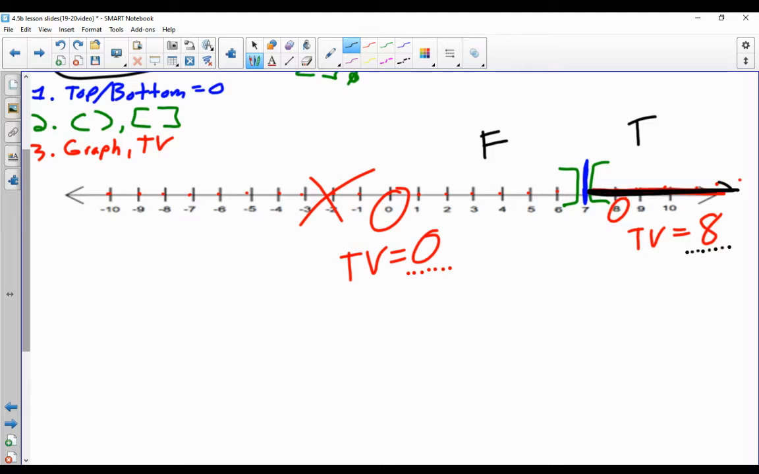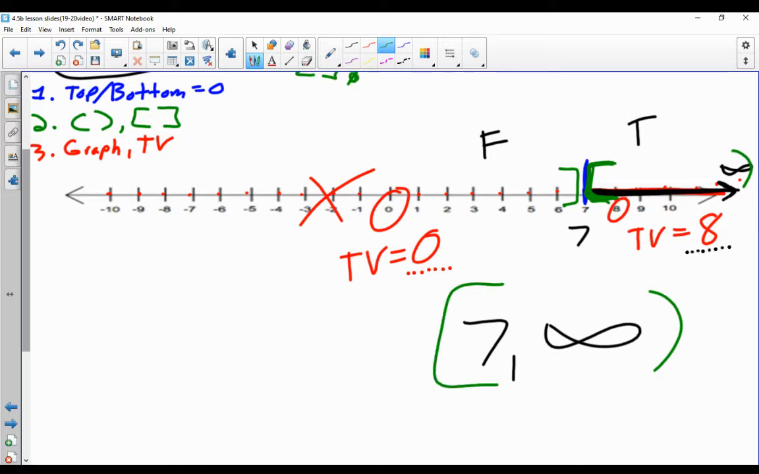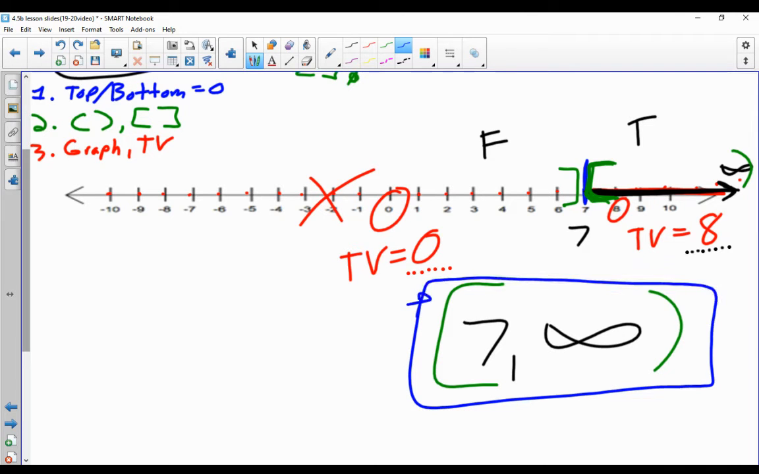Then this would be the true interval. So everything from 7 to infinity. So 7, infinity. When the infinity gets open, and the 7, as we see here, gets closed. So from 7 to infinity. No union symbol because we only had one interval.